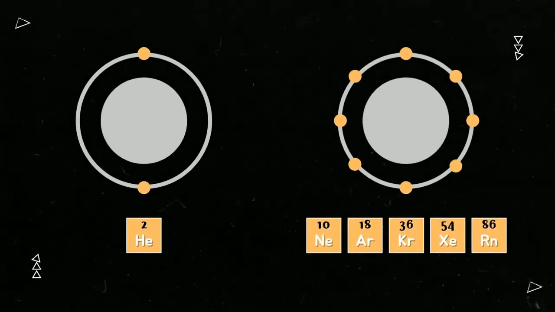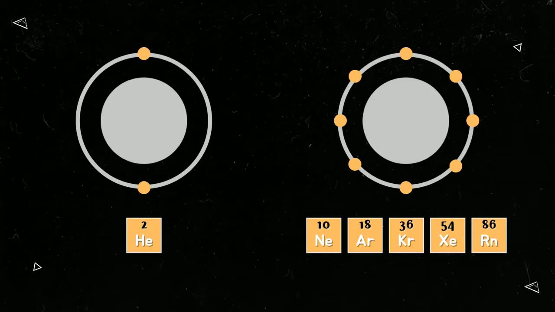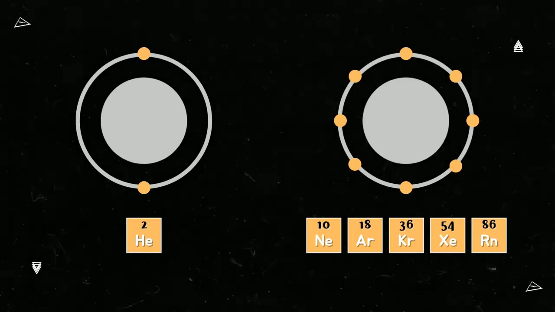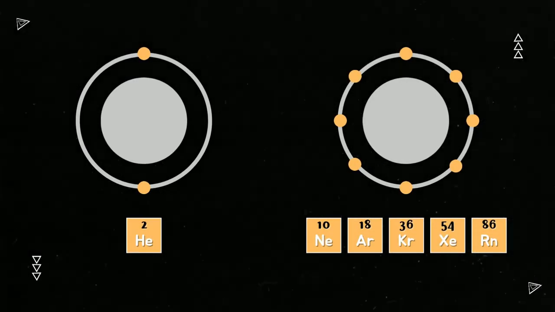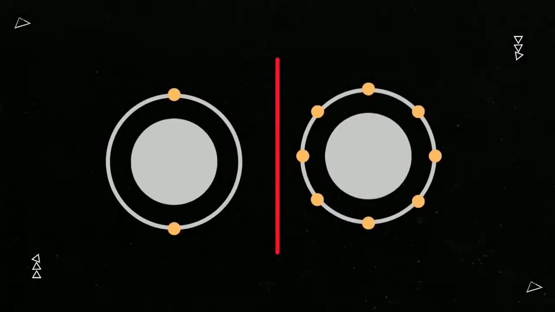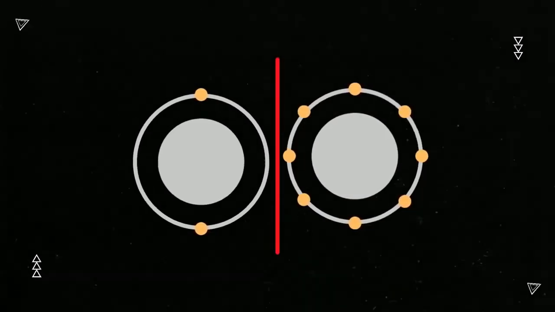These elements are notable for having a full valence shell of electrons. Helium has 2 valence electrons, whereas the other noble gases each have 8 valence electrons. The noble gases all have full valence shells, which makes them very stable elements.